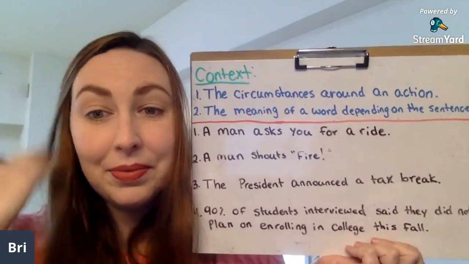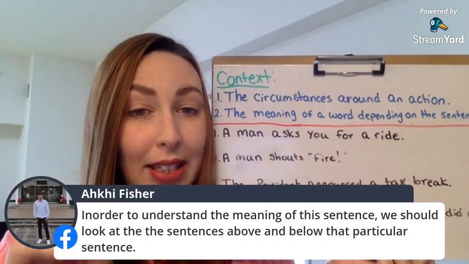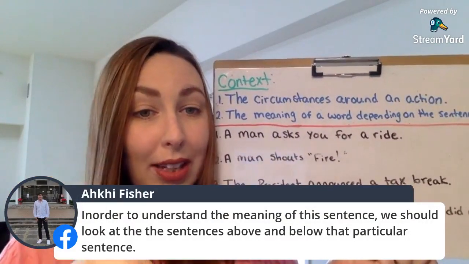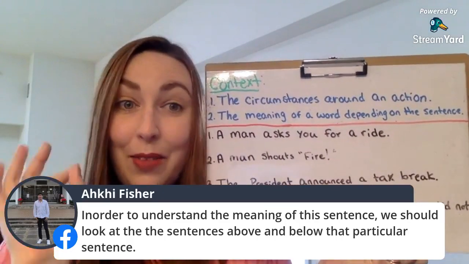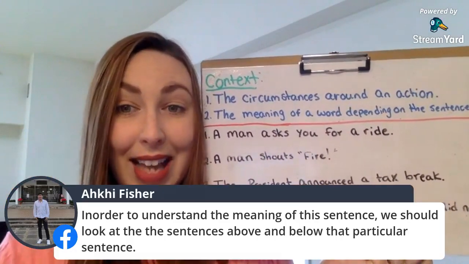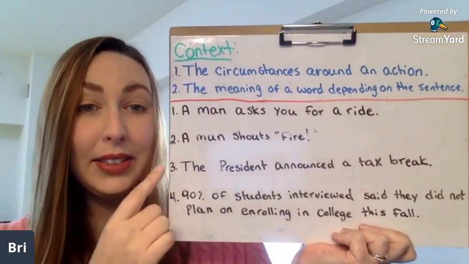Very good. Yes. So in order to understand the meaning of the sentence, we should look at the sentence above and below that particular sentence. Very, very good. Yes, exactly. Okay. Now let's look at these two.